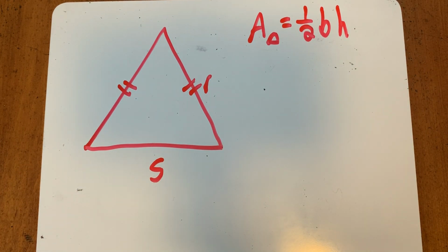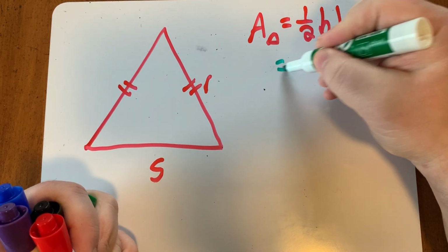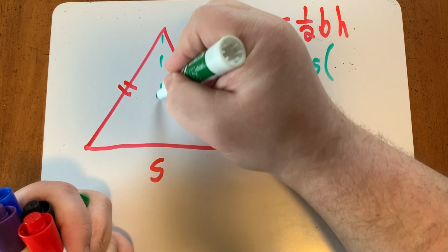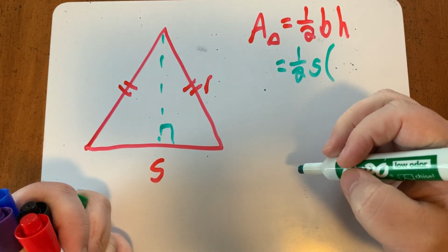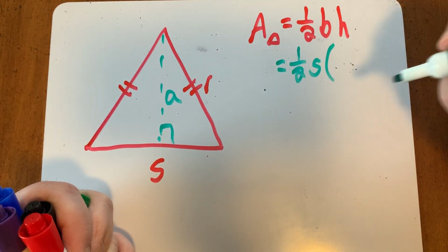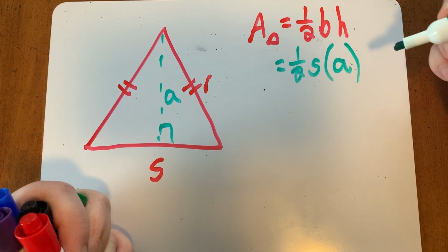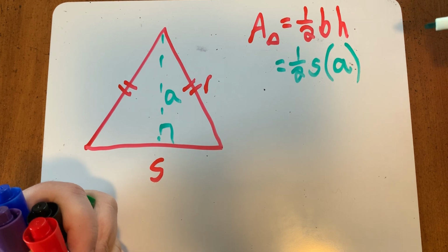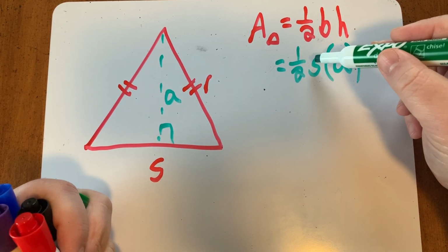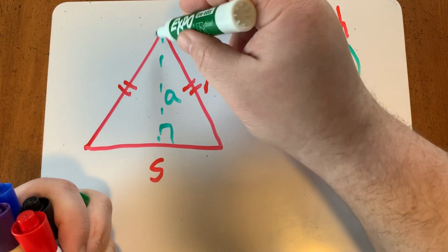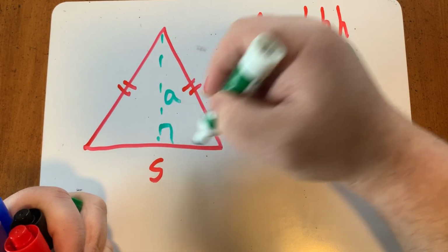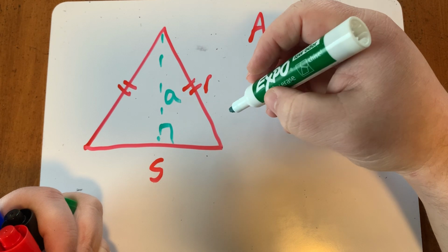So for this one, it's going to be 1/2 s, and we need to find out this height. I'm going to use the variable a. And why I use the variable a will be clear shortly. So 1/2 times s times a is going to give us the area of this triangle, because a is that height perpendicular to the side length.